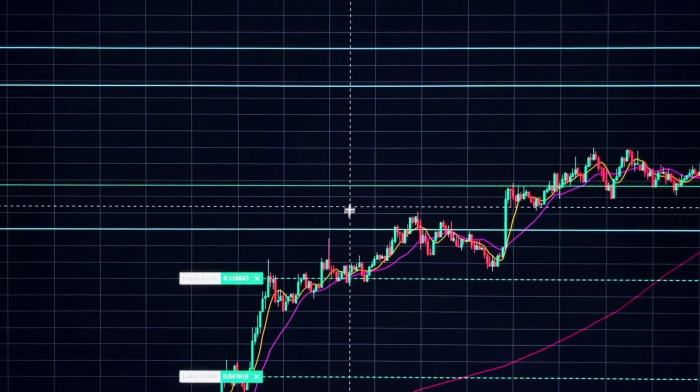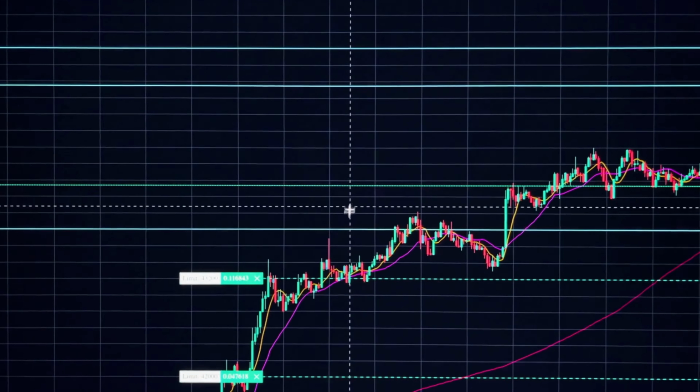They draw it randomly, they use the default settings, and then they wonder why it doesn't work. Today I'm going to show you how to set it up the proper way, the exact settings I personally use, and a step-by-step strategy that combines Fibonacci with market structure to create high-probability entries with tight stop losses and strong risk-to-reward. Let's start with the setup.